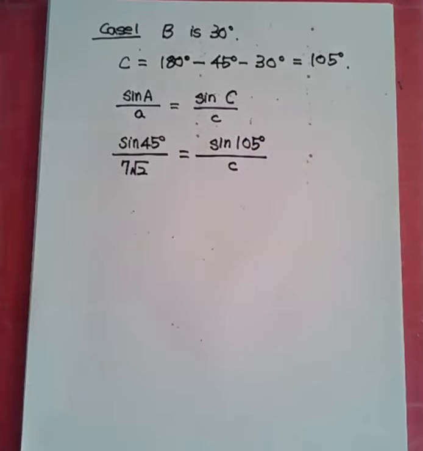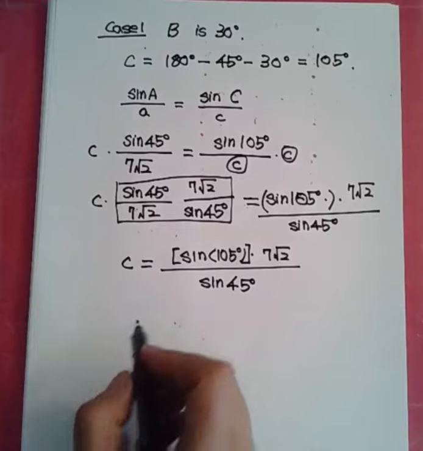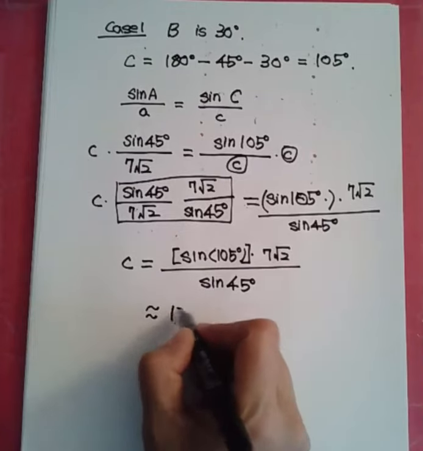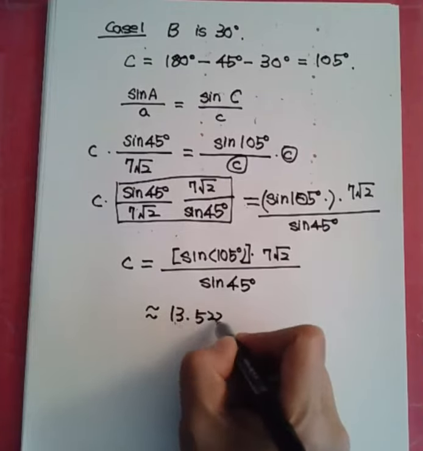So C equals sine of 105 degrees times 7 square root of 2 over sine of 45 degrees. You will use your calculator again, then it'll be 13.52296 and so on. We are supposed to approximate up to 1 decimal point, so it'll be 13.5.